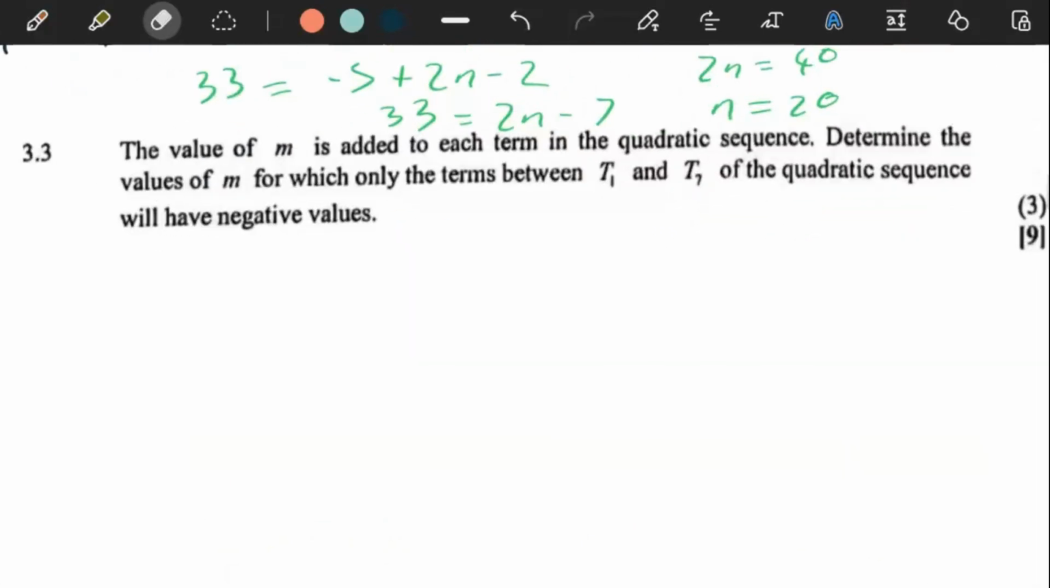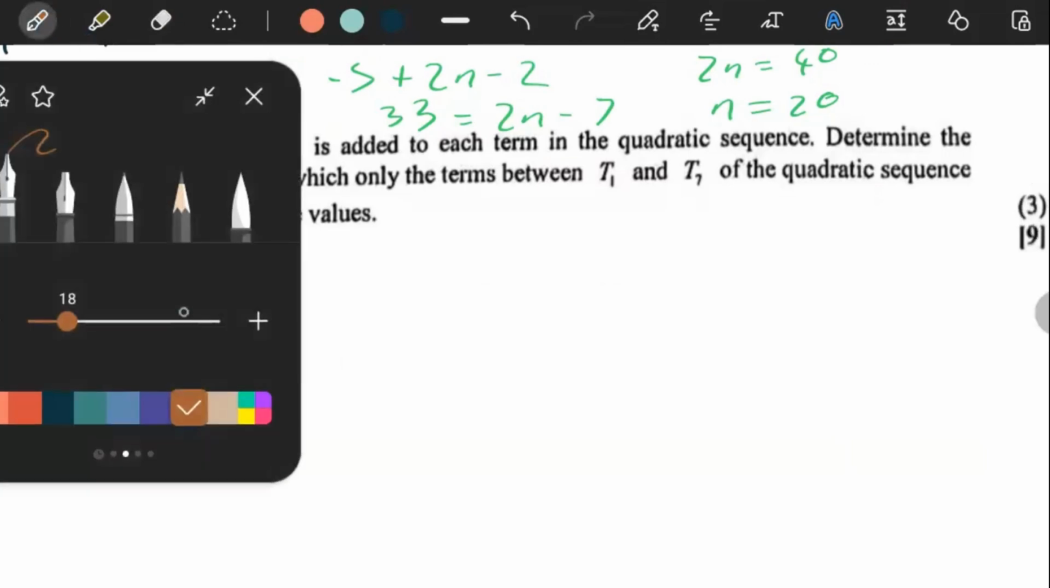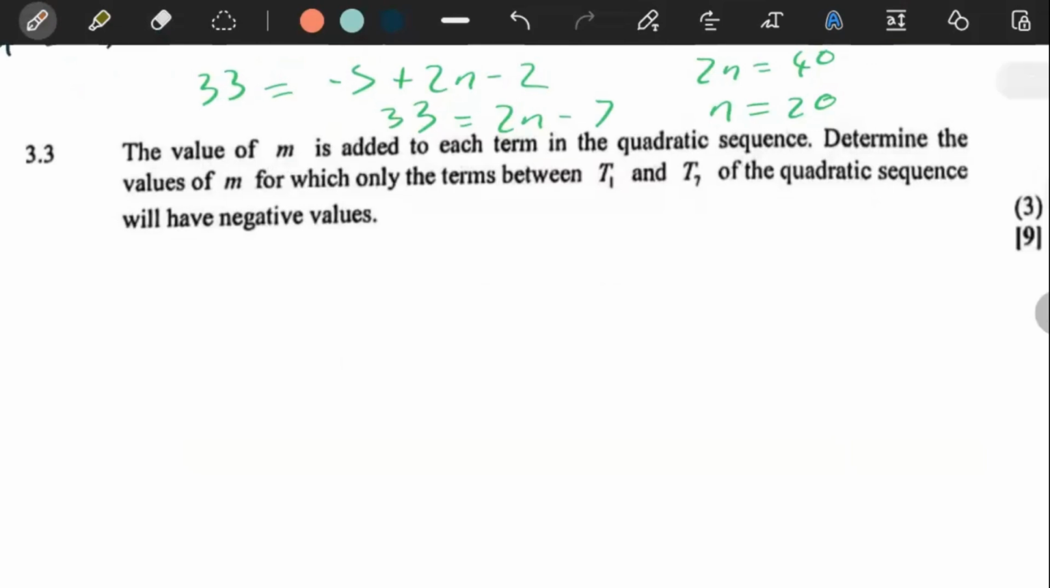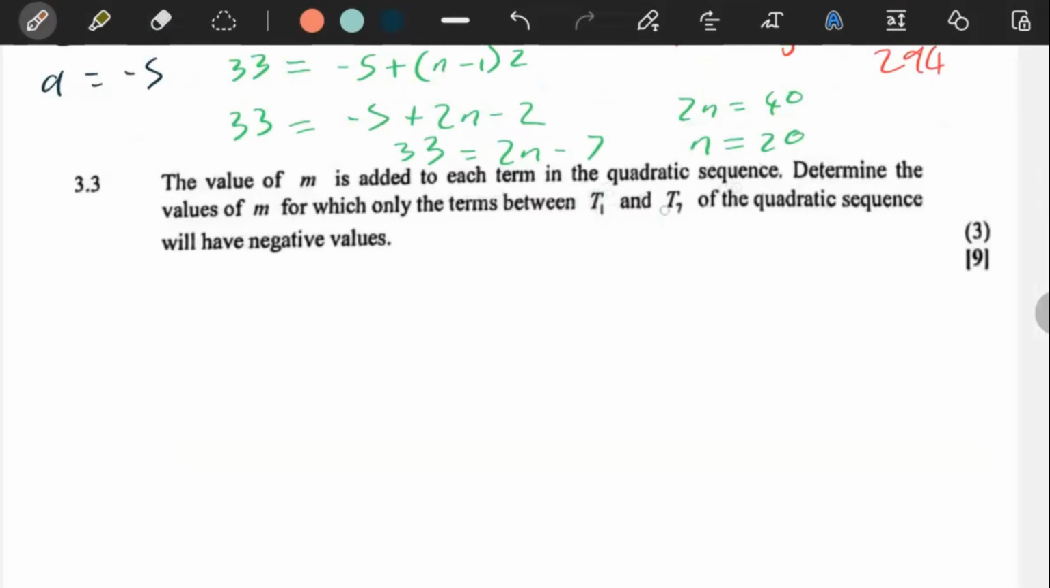Question 3.3. 3.3 is quite an interesting question. It's a 3-mark question and it's easy to overhype it. But anyways, it says the value of m is added to each term in the quadratic sequence. Determine the value of m for which only the terms between 1 and 7 of the quadratic sequence will be negative values. So that will be term number 2, 3, 4, 5, and 6. They say determine the value of m for which those terms will be negative values.